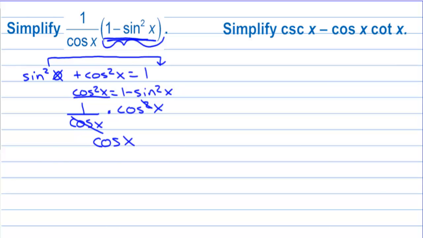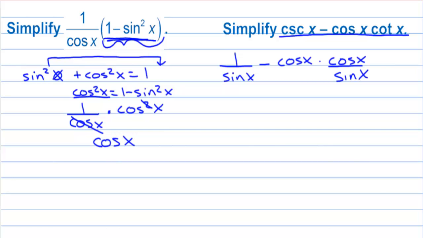That's this expression simplified. Over on this one, let's turn everything into sines and cosines. Cosecant is 1 over sine of x. We'll leave cosine x alone. And then cotangent is cosine of x over sine of x. Well, cosine times cosine is cosine squared.